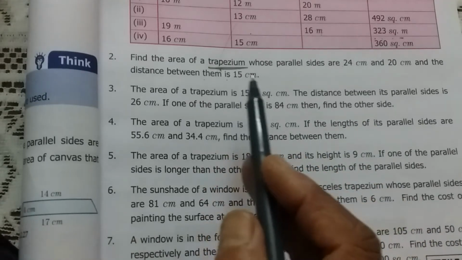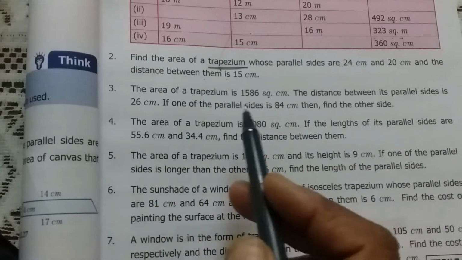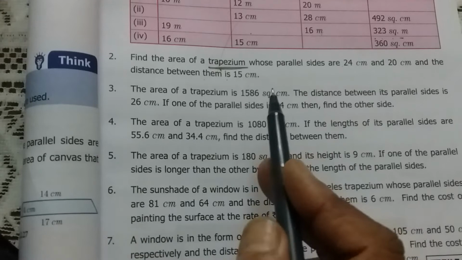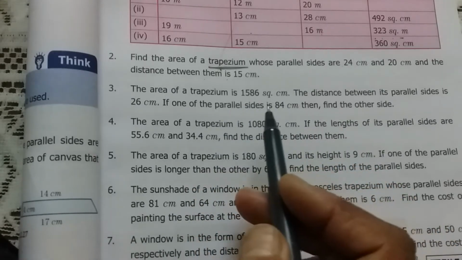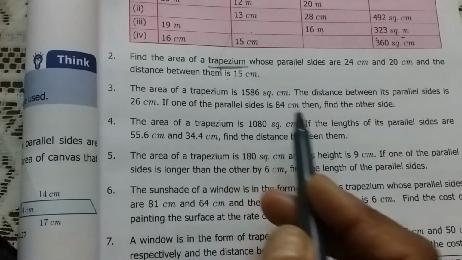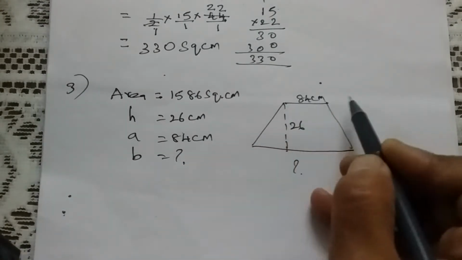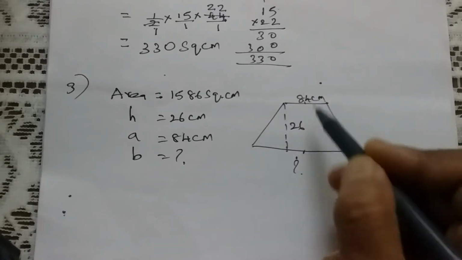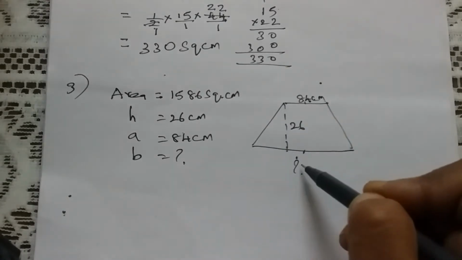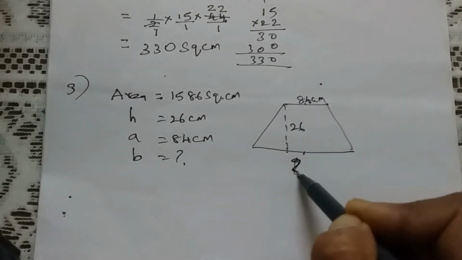What is given? Area is given, and the distance between the parallel sides is given, and one parallel side is given. We have to find the other parallel side. As you read the question, we understand what type of problem it is: a reverse problem. Area is given, and from the area we are going back to find the parallel side. So first draw the trapezium. You are given one of the parallel sides, which means out of these two lines any one line, you can mark top or bottom anywhere, is 84, and the other one we don't know, so it is a question mark.